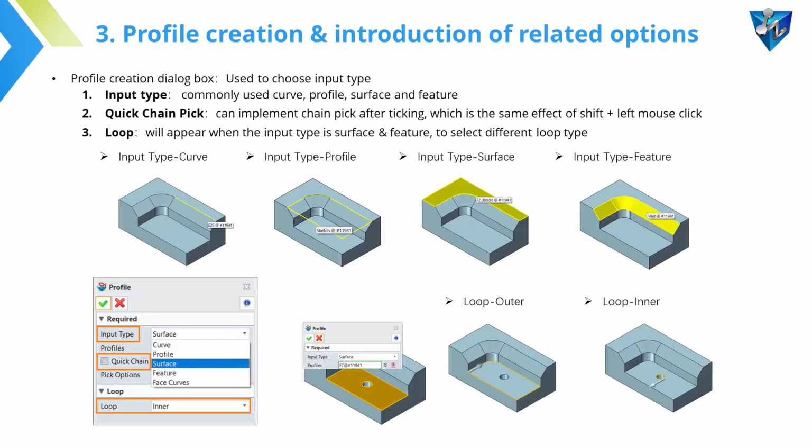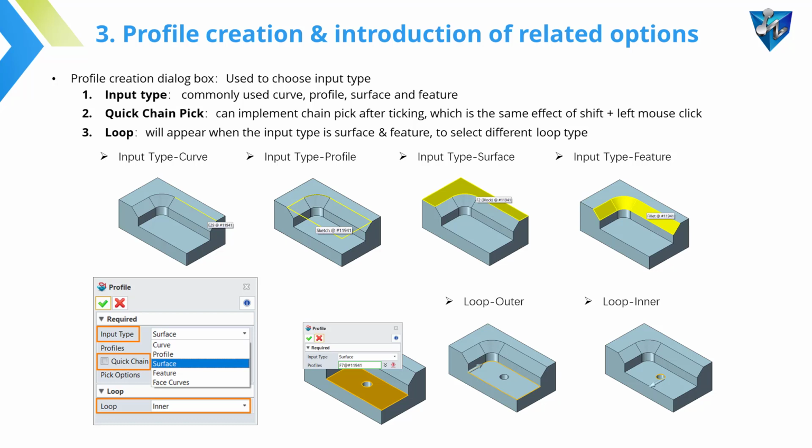Now let's explore more about the profile creation and related options. After you select the corresponding features according to the last chapter, you will see the profile dialog box. I have listed the commonly used options. Input type is used to define the type of object you can select on the model. Commonly used: curve, profile, surface, and feature.